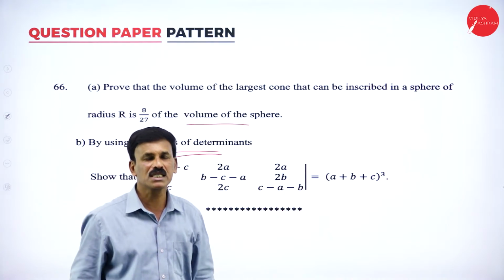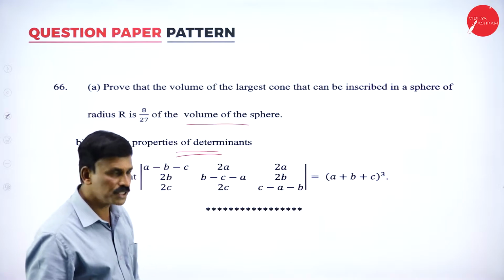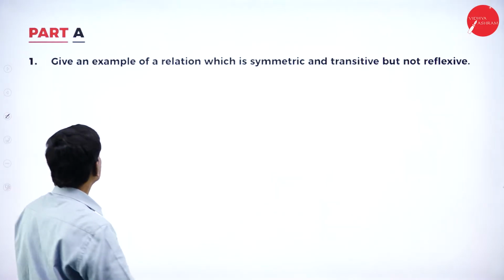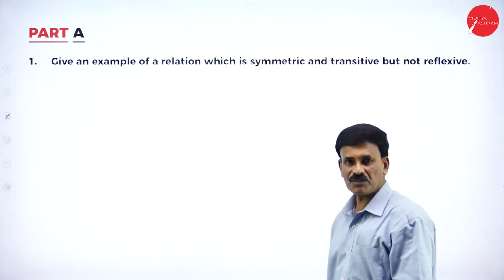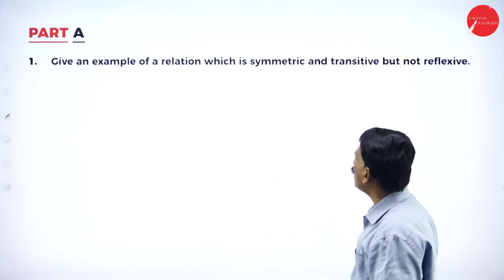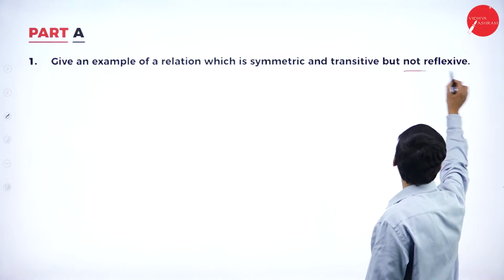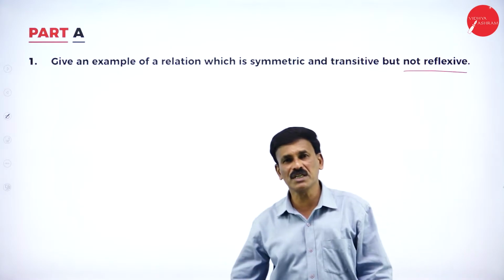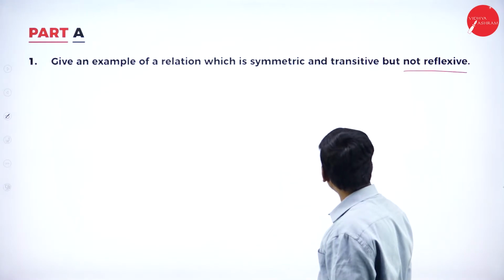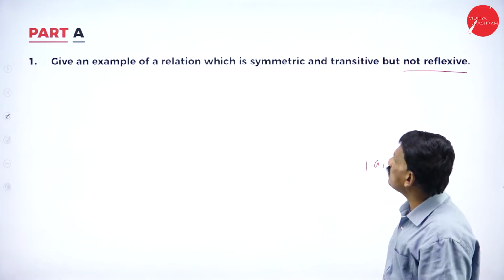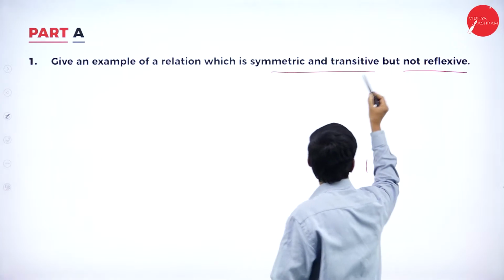Now let us solve the problems in part A, the 1 marker questions. In part A, the first question is from relations and functions. Give an example of a relation which is symmetric and transitive but not reflexive. What is the question given here? A relation which is not reflexive but which is symmetric and transitive.